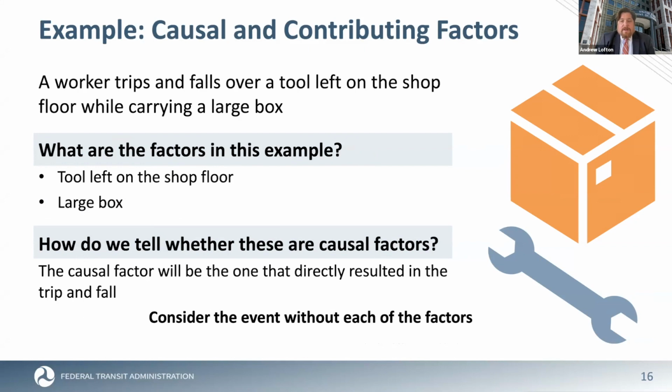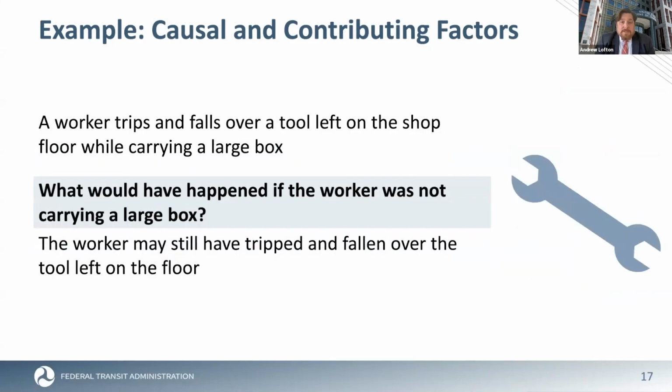Now, the way to identify a causal factor, a very helpful way, would be to consider the event without one or the other factor. So let's start with the large box. Without the large box, the worker may still have tripped over the tool left on the shop floor. The large box that they were carrying likely obscured their vision. It would make the worker more likely to trip over the tool left on the floor, but is not a direct lead to that trip.